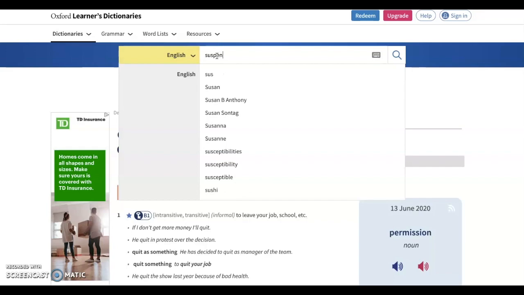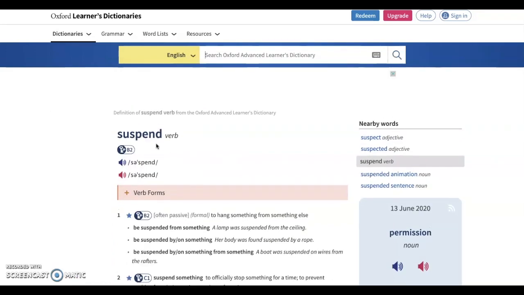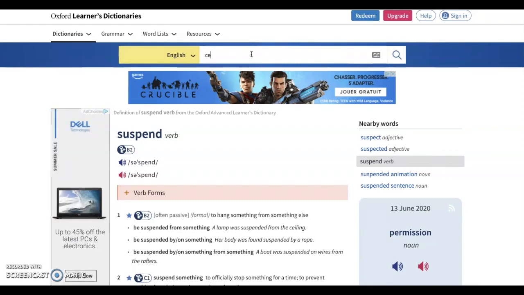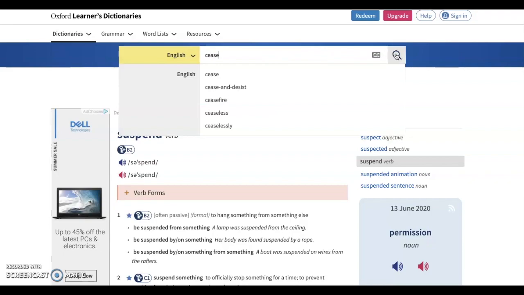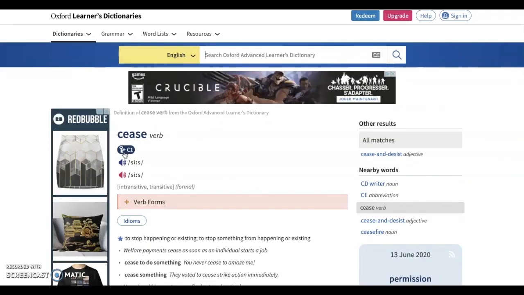How about the verb suspend? What level is that? Well, the verb suspend is B2, intermediate. And finally, the verb cease, as you can see, is a C1 level word.